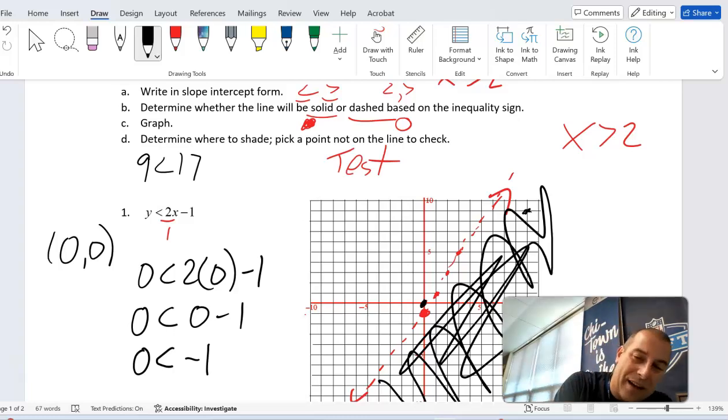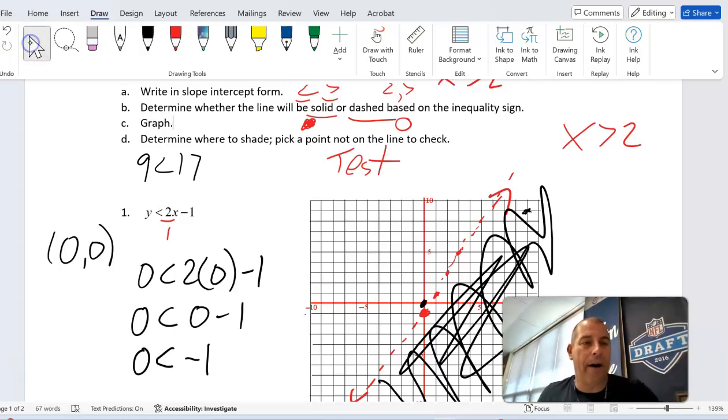No matter what ordered pair I choose, it's going to work. If I choose anyone that's on this other side that has 0, 0, it's going to end up failing. So again, all of those ordered pairs are solutions.